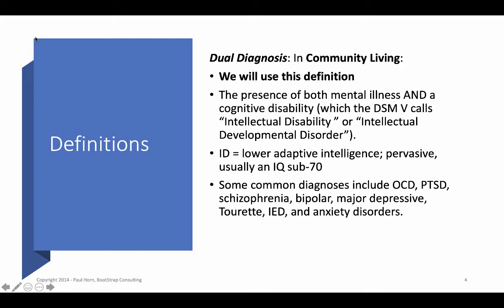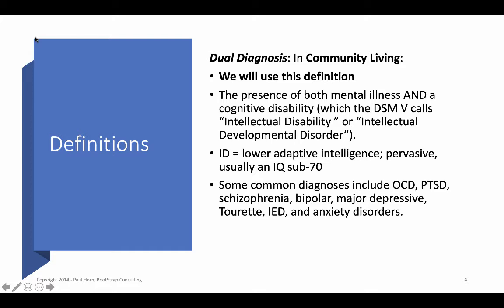For us, then, a dual diagnosis is the presence of both a mental illness and a cognitive or intellectual disability. Intellectual disability simply means that a person has a lower adaptive intelligence. They have pervasive effects because of that, and usually it shows up as an IQ that is measured below the score of 70. Some of the common mental illnesses that you might come across include obsessive compulsive disorder, post-traumatic stress disorder, schizophrenia, bipolar disorder, major depressive disorder, Tourette syndrome, intermittent explosive disorder, and a variety of different anxiety disorders. But that's just a list of the most common. Really, any mental illness can be combined with an intellectual disability and satisfy what we mean by this term. That includes addiction and substance abuse issues.